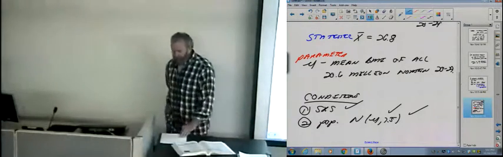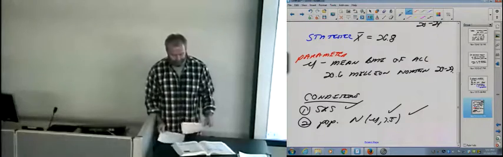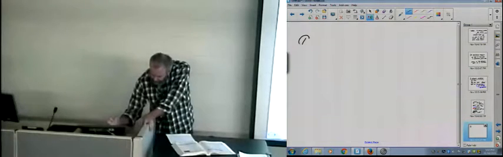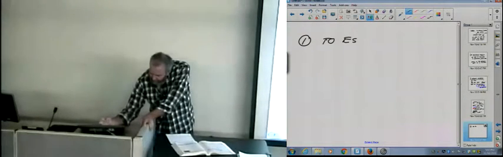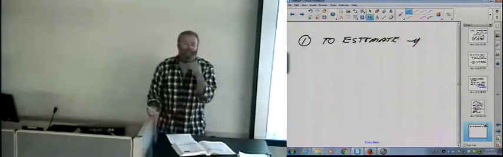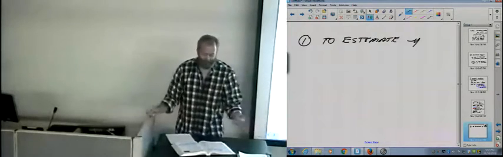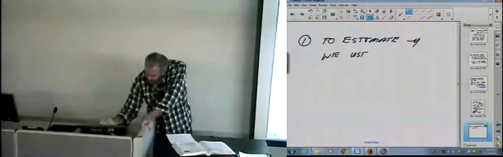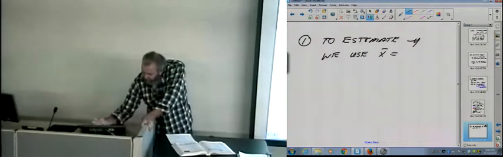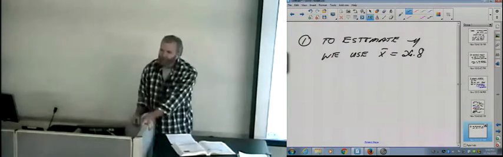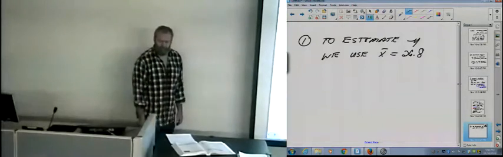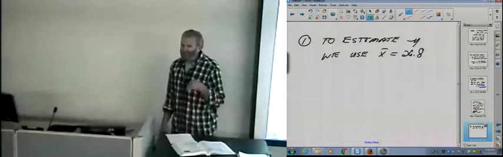Now, here's the way the reasoning goes. Number 1, to estimate mu, the mean BMI of 20.6 million women aged 20 to 29, we use x bar equal to 26.8. You use your statistic to estimate your parameter, always. My parameter is mu, my statistic is x bar.